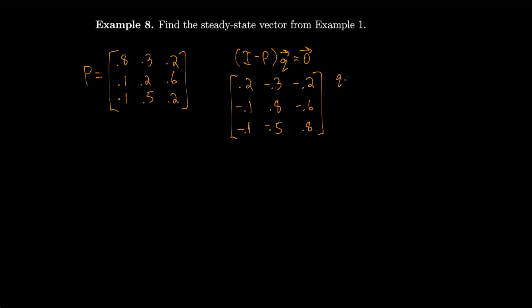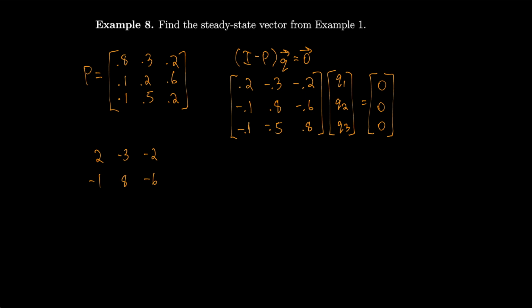And we'll multiply that by Q. We'll set those arbitrarily as Q1, Q2, Q3, and then 0, 0, 0. Okay, so we multiply by 10 just to make things easier to work with. So I'll have 2, minus 3, minus 2, minus 1, 8, minus 6, minus 1, minus 5, 8. We'll reduce that, and we'll get 1, minus 3 over 2, minus 1, 0, 13 over 2, minus 7, 0, minus 13 over 2, and 7.